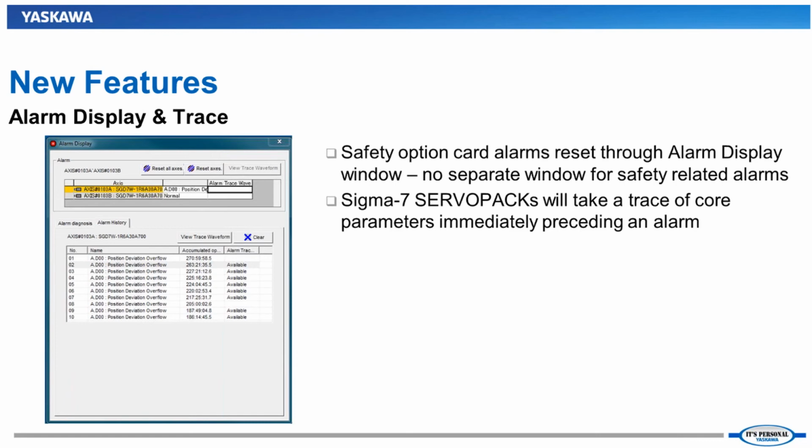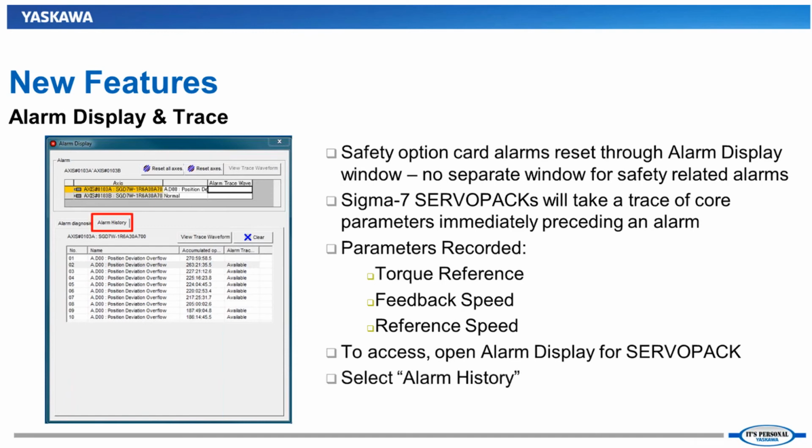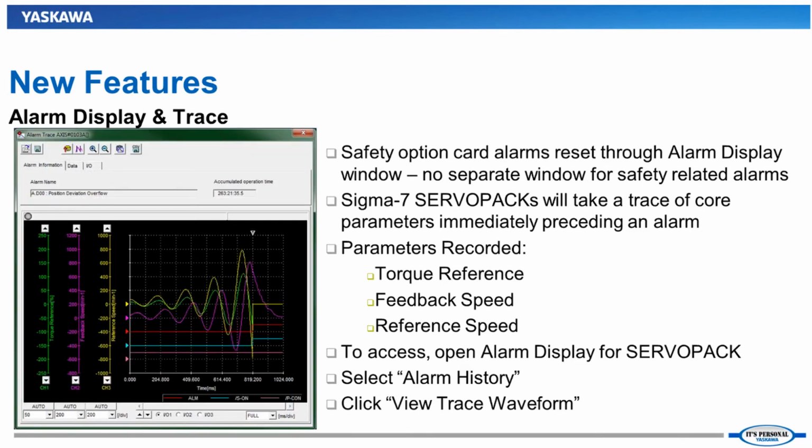So all the Sigma 7 servo packs will take a trace of the core parameters immediately after an alarm. It'll be torque reference, feedback speed, and reference speed that will be the parameters traced. To get to that trace, you open up the alarm display for the servo pack you want to see that trace on, and then you will select alarm history from that tab, and then click on view trace waveform, and that will bring up the waveform that occurred right before the alarm was created. So it's a pretty handy feature for troubleshooting and debugging when you're not quite sure what happened to cause a servo pack alarm.